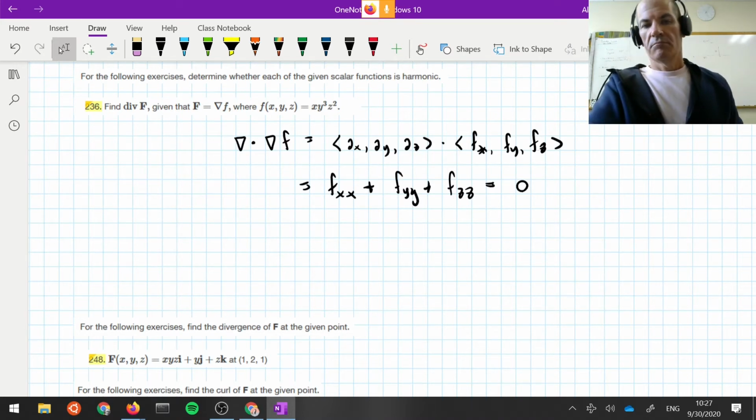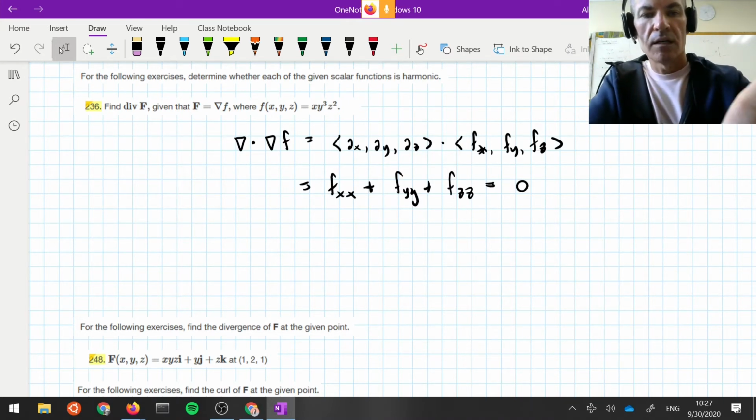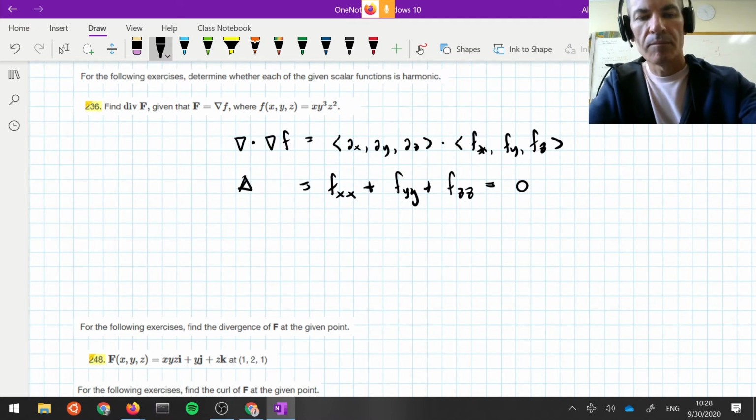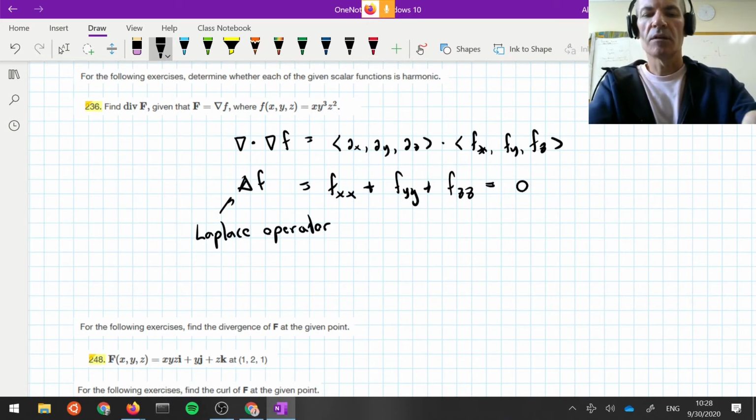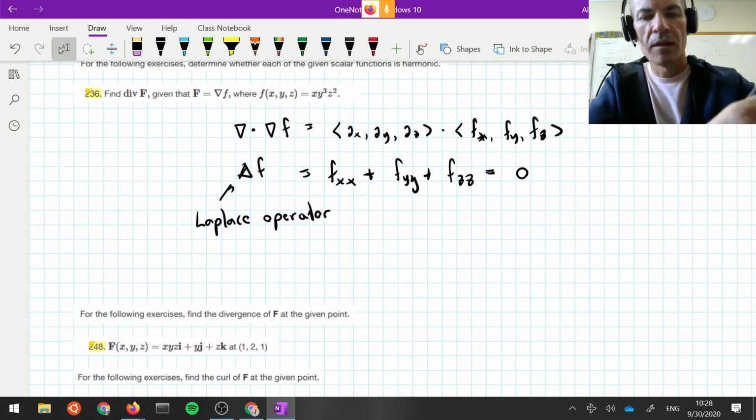Let's compute this operation on little f. It's really just the sum of the second pure partials of f. This operator is so important it actually has its own symbol, the Laplacian of f. Whenever you see the Laplace operator, it just means take the sum of these pure second partials. All right, let's do that.